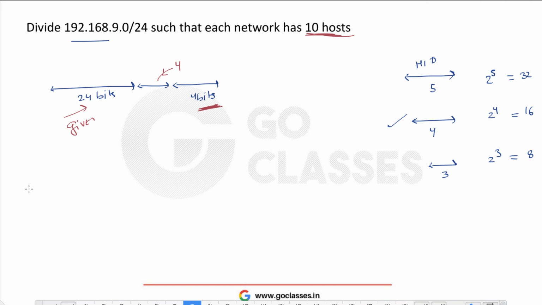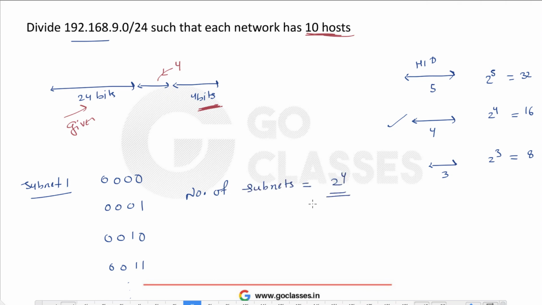Now that is easy. What you need to do, you can just say for the first subnet it will be all zeros, and then for subnet 1 it will be 0001, then 0010, then 0011, like that. You can write all the subnets. So how many subnets will be there? Number of subnets, it will be 2 power 4, right?